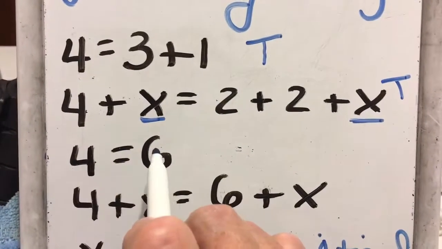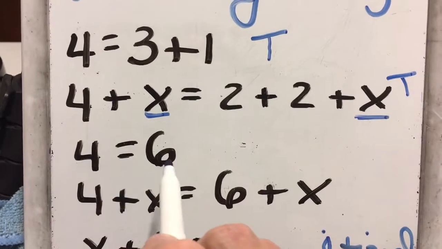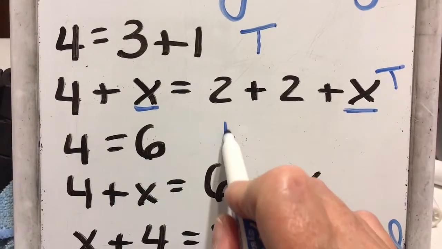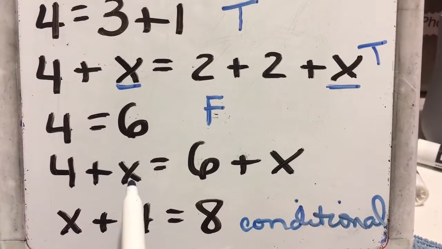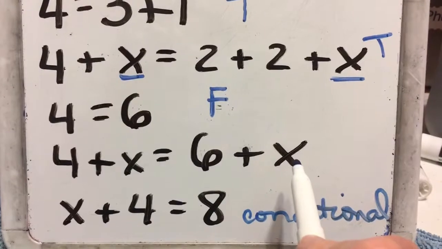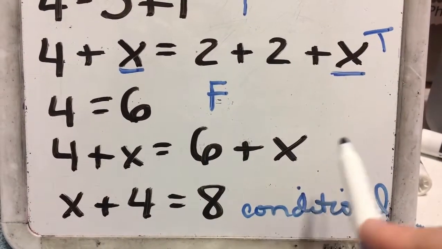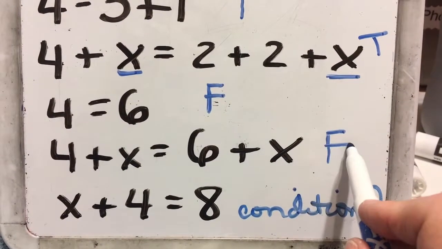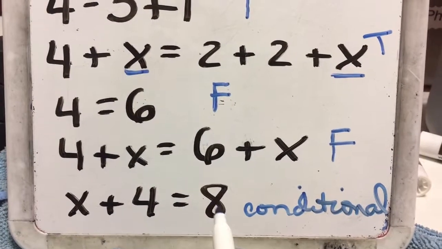Okay, this is an equation, but is it a true statement? 4 equals 6. Well, no, 4 does not equal 6, so this would be a false statement. And then here we have 4 plus some number is equal to 6 plus that same number. And of course, we know the x's must be the same, therefore, this could not be true. This must be false. Here we have an equation, x plus 4 is 8.